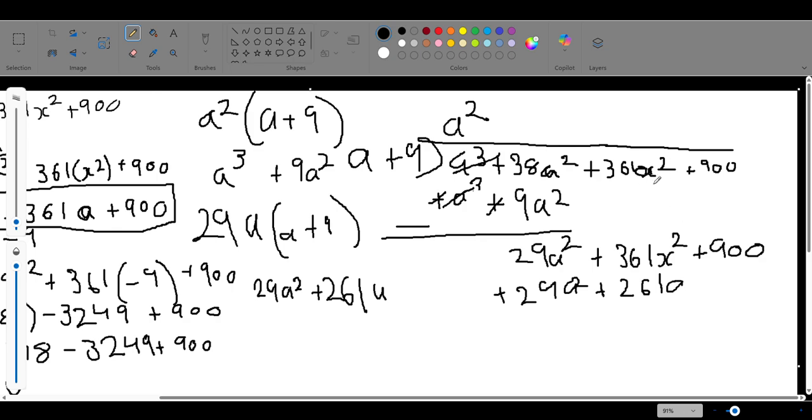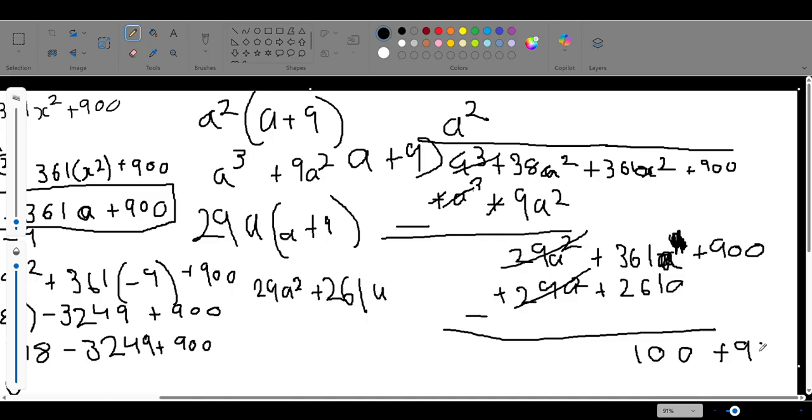Wait, I forgot to make this a. So this would be a, this would not be x. That's my bad. Okay, and then there's a negative here, and 29a squared minus 29a squared gives you 0. So that would cancel out. 361a, because x squared equals a. 361a minus 261a would give you 100a, plus 900.